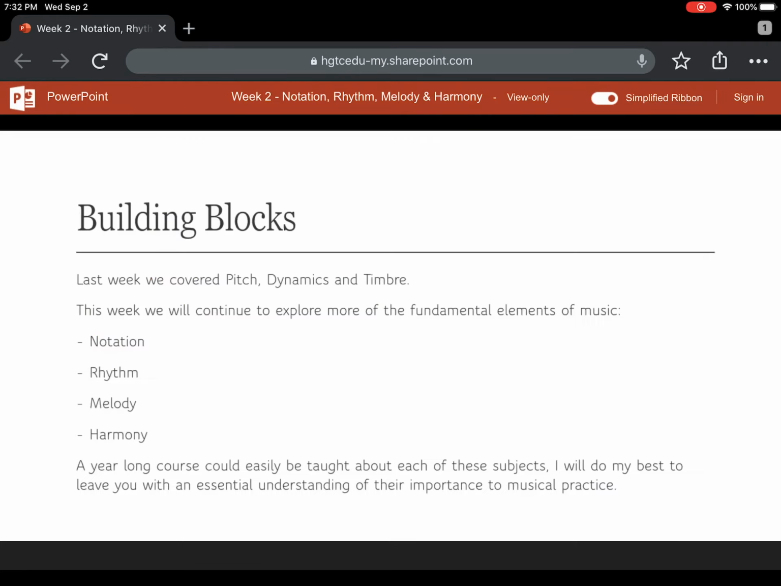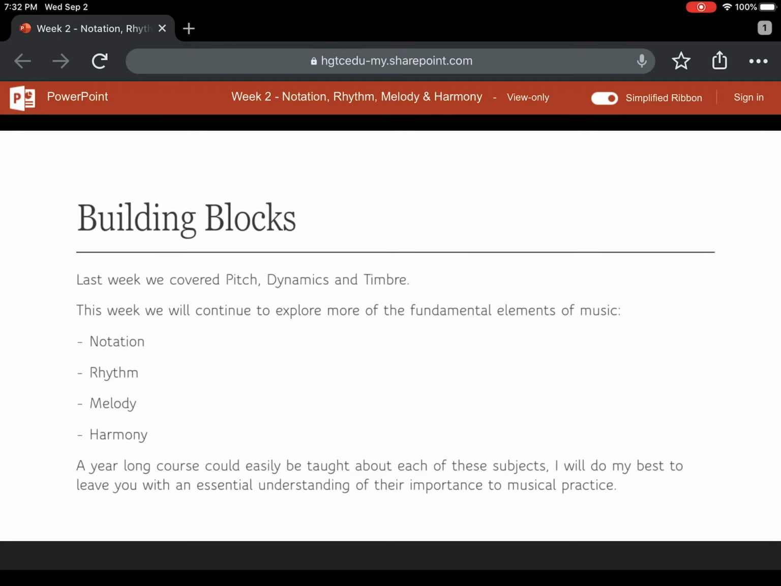Notation, rhythm, melody, and harmony. So, building blocks. Last week we covered pitch, dynamics, and timbre. This week we're going to be looking at, like I said, notation, rhythm, melody, and harmony. A year-long course could easily be taught about each of these subjects. I really mean that. And I'm going to do my best to leave you with an essential understanding.